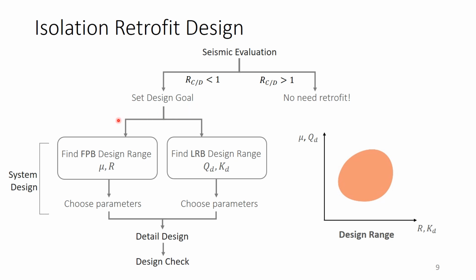So there are two isolation systems used in my thesis. The first one will be the friction pendulum bearings, and the second one will be the lead rubber bearing. And for the design range, the two important parameters for FPB is mu, friction coefficient, and R, radius of curvature. And for LRB, it will be QD, the characteristic strength, and KD, the post-yield stiffness. Once we have defined the design range, we have to choose the parameters in this range.